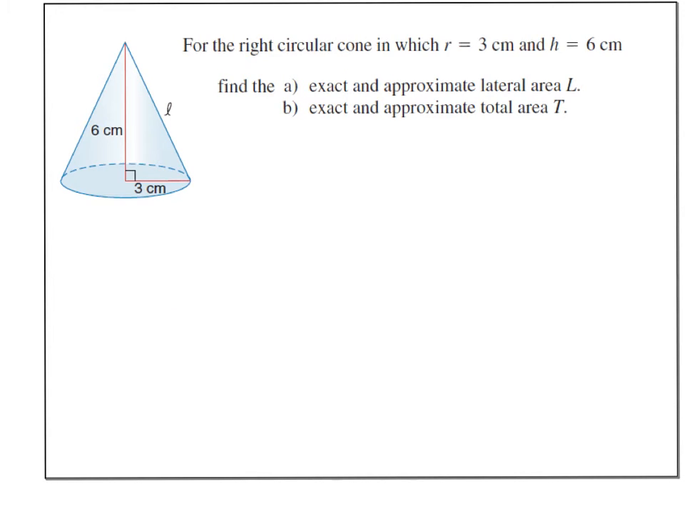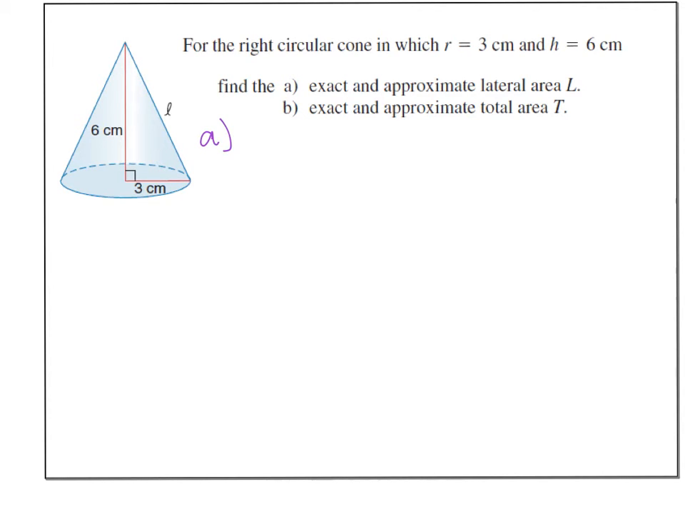Okay, so let's practice some. If I have a right circular cone where my radius is 3 and my height is 6, I need the exact and approximate lateral area L, and then the exact and approximate total area for my surface area. Now it's very important that we recognize the difference between exact and approximate. A lot of us have been misunderstanding those words. Exact will have no decimals, it'll have radicals, all that stuff. And approximate is where we're going to round. So let's start off with the first one.